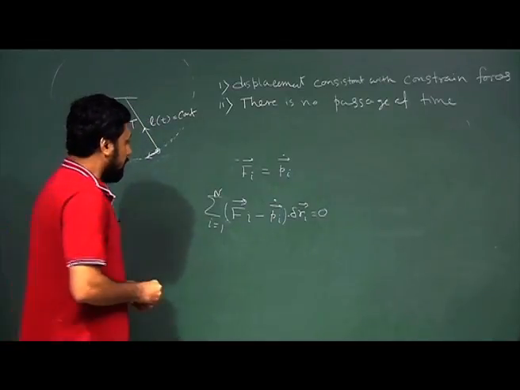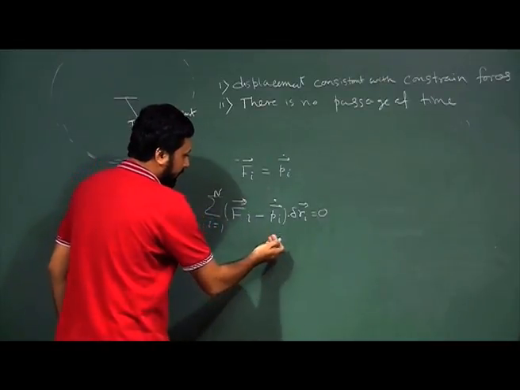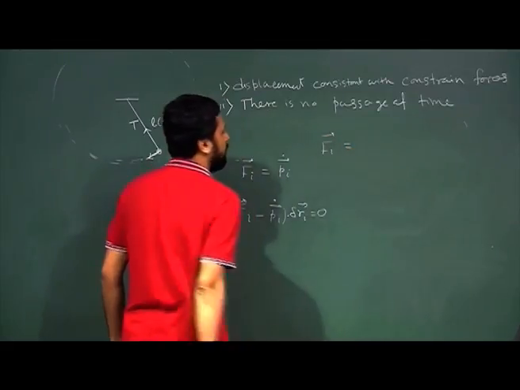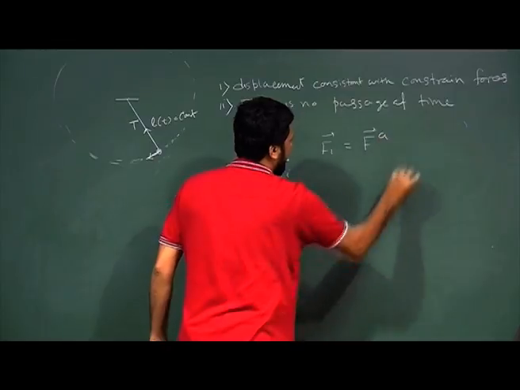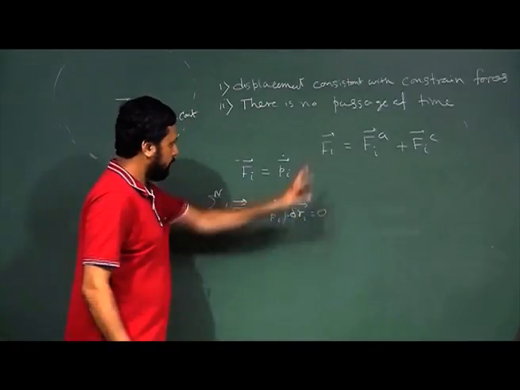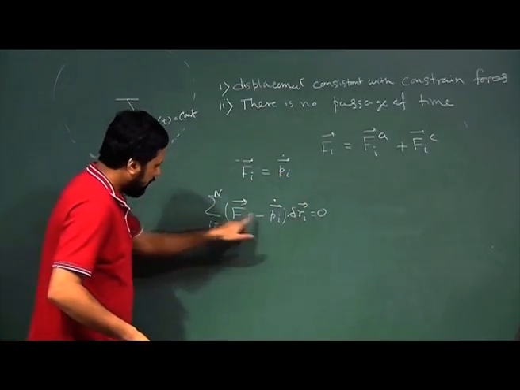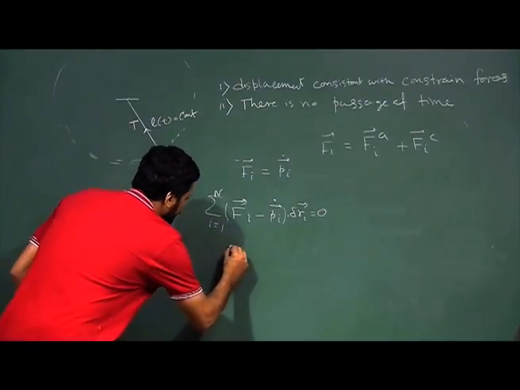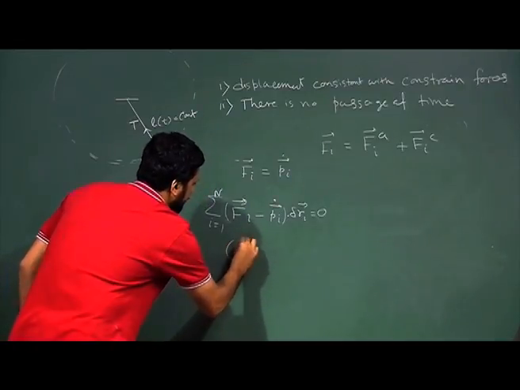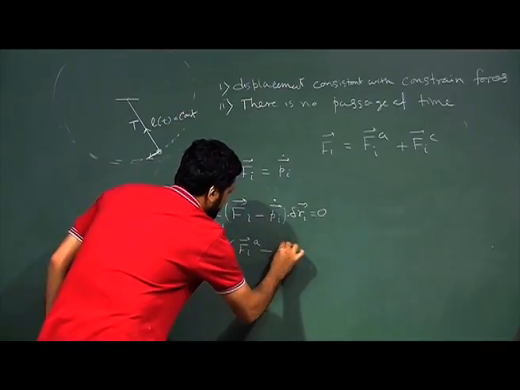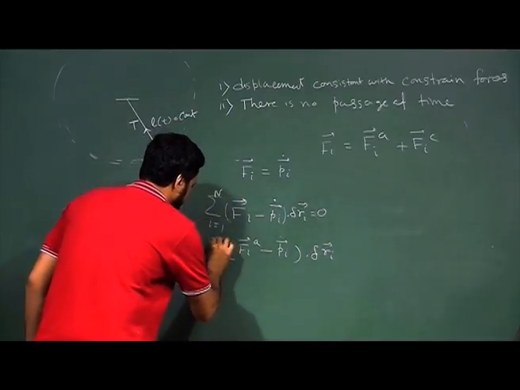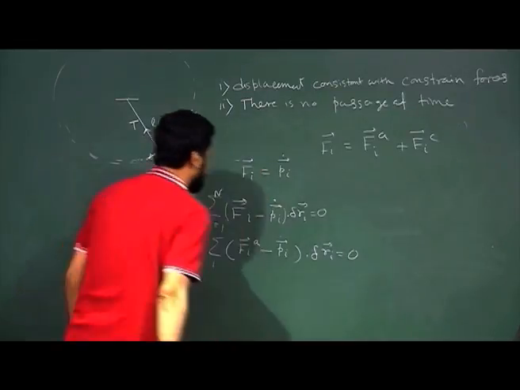And as each individual term is equal to 0, of course, the summation will be equal to 0. Now, please remember F_i has two parts, one is F applied plus the other one is F constraint, and also we did that little bit. Replace it here, and you can write (F_i applied minus p_i dot) delta r_i, sum over all i, is equal to 0.